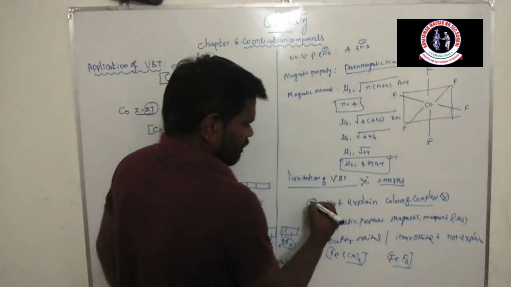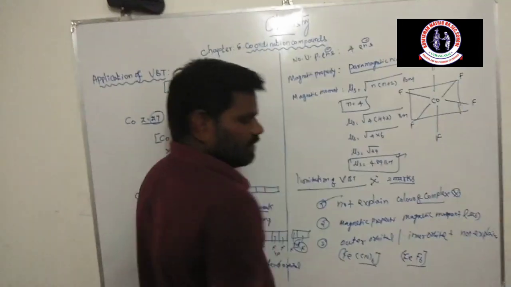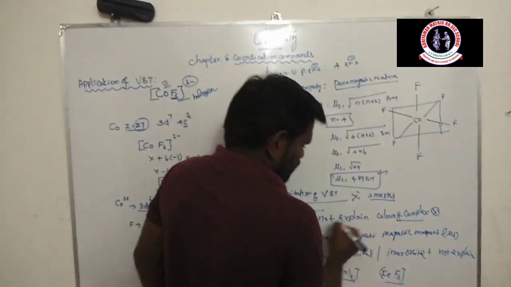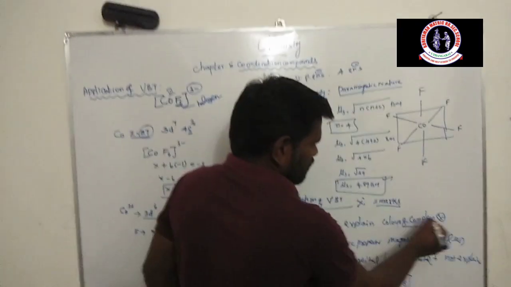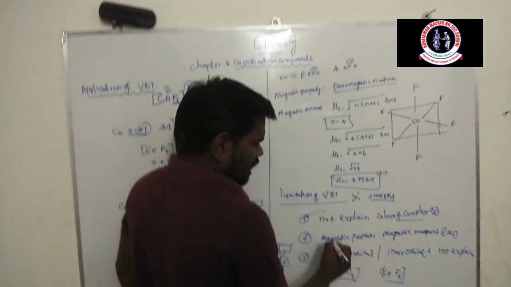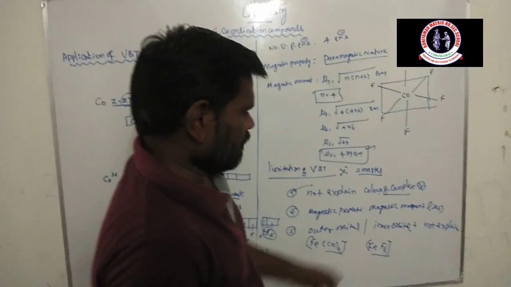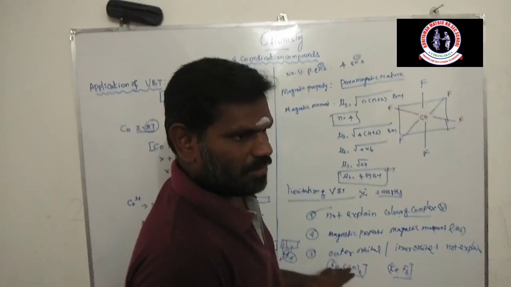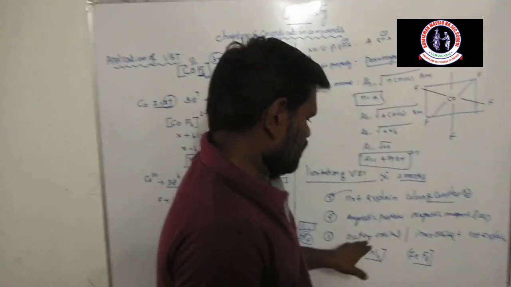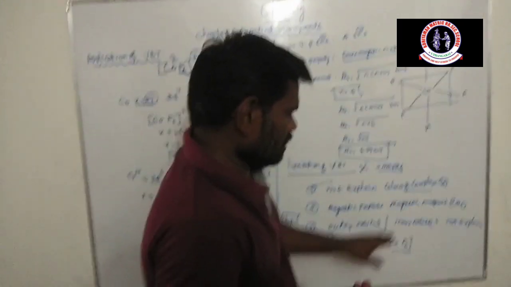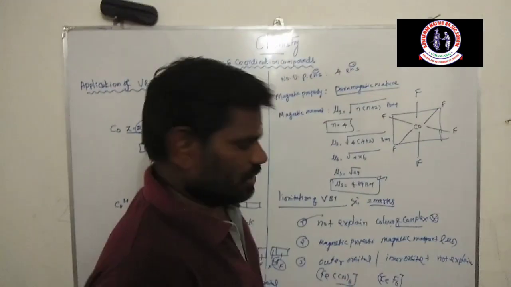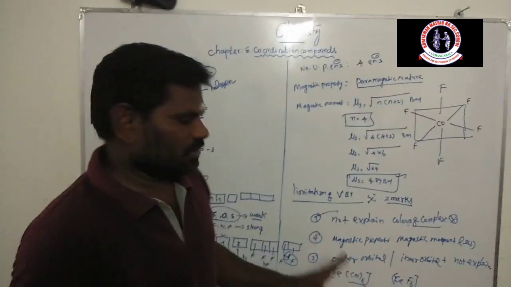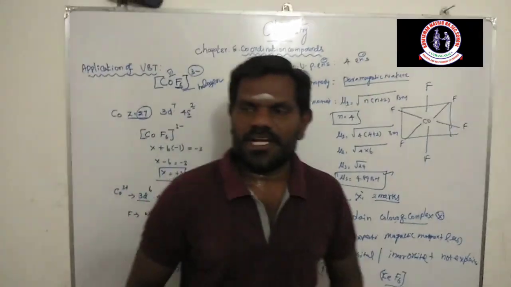So once again I am repeating, what are the limitations or drawbacks of valence bond theory? The color of the complex is not explained in VBT, and magnetic properties are explained but not the magnetic moment accurately. And for the same central metal, the complex sometimes acts as an outer orbital complex, sometimes as an inner orbital complex. This is not clearly explained in the valence bond theory. So that is the limitation of valence bond theory.